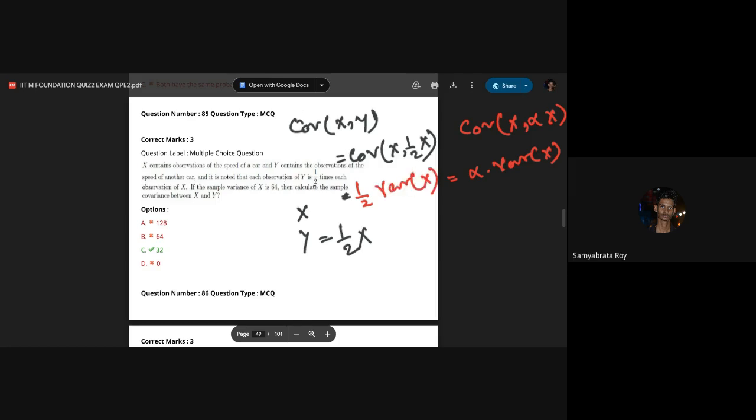Now in the question, they have already mentioned the variance. So half into 64. There are different approaches as well, but this one is more suitable. Cool enough? Any doubt? No, sir.